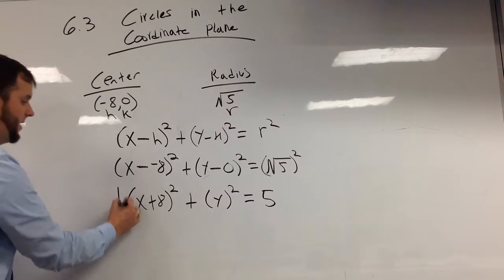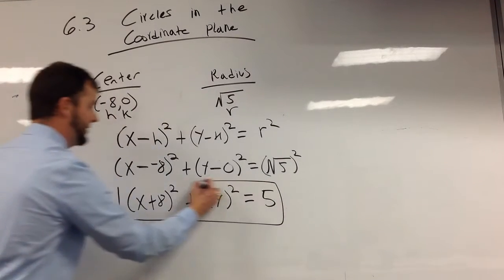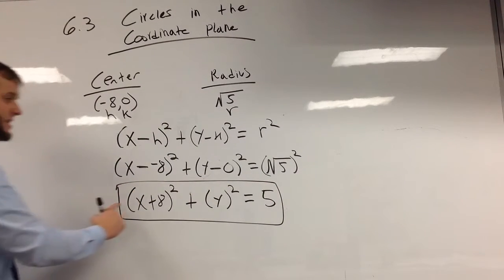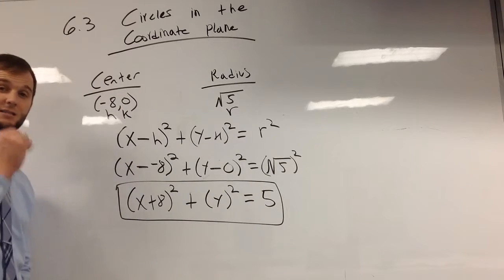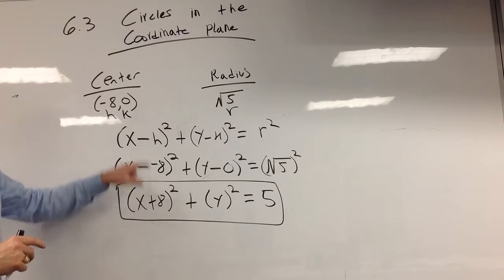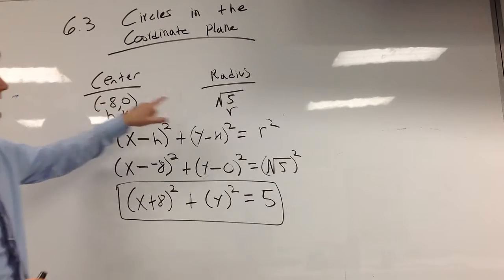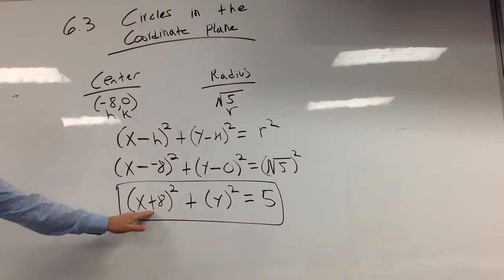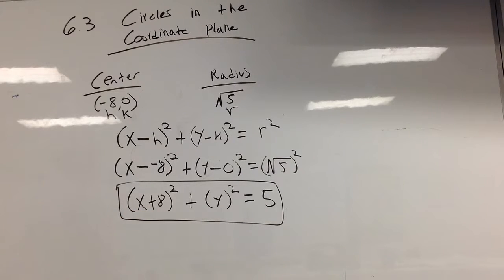So ladies and gentlemen, right here, if I actually went to the calculator and I typed this into the bar and clicked enter, I would end up getting the circle of what is actually shown with the center of negative 8 and a radius of 5. So this is how you write the standard form of a circle.